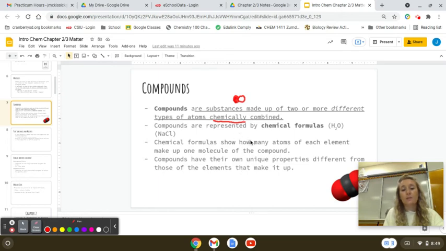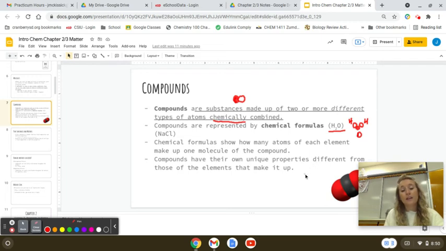So compounds are represented by chemical formulas. In this example, everybody should know what H2O is. It's water, okay? What it's saying is that you have two hydrogen for every one oxygen. So if this is our oxygen, we'd have two hydrogen, okay? NaCl, that would be a sodium and a chlorine chemically combined together, making up your molecule or your compound, okay? Chemical formulas show how many atoms of each element make up the molecule of the compound. So here, because of the two, we had two hydrogens. And because there was no number here, that's always assumed to be one, and that's one oxygen.